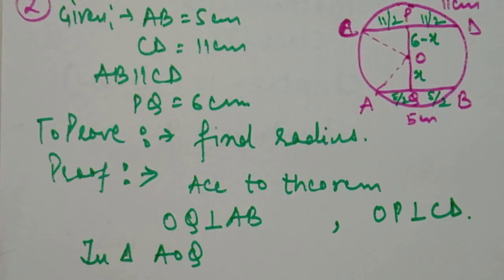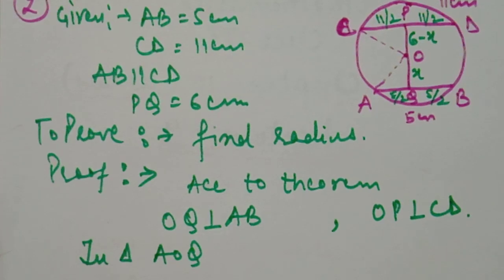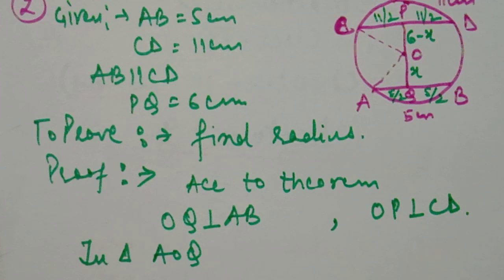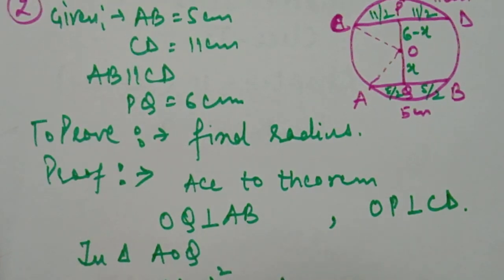Now students, we have to take these two triangles AOQ and COP, and we have to find the radius. We can apply the Pythagoras theorem or congruency, it's up to you. First of all, we will try the Pythagoras theorem. In triangle AOQ, AO square is the hypotenuse, so AO square equals OQ square plus AQ square.